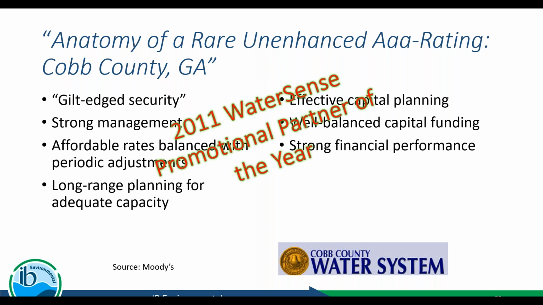So in addition to having this AAA rating, as we call it, which is the highest rating that a local government can have, Cobb County was also the WaterSense Promotional Partner of 2011. And so that's a water conservation and water efficiency program that EPA runs. So is it possible to be both a good financial steward and a good steward of the natural resource? This is an example that it's possible. And so sharing this with your utility, for instance, can probably give you some credibility and hopefully make them sit up and pay more attention to what you're trying to advocate for.